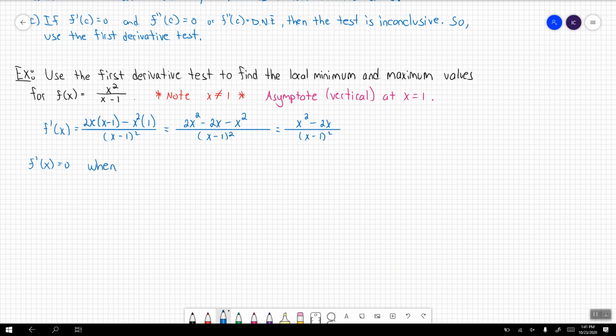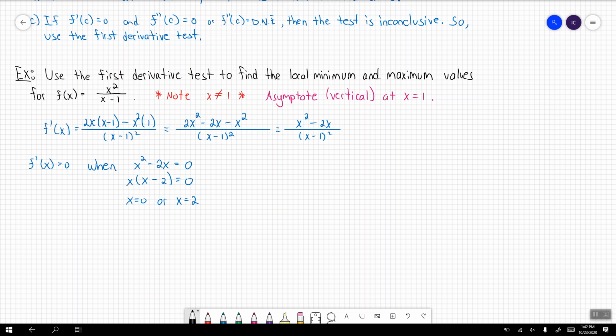So the derivative is equal to 0 when my numerator, x squared minus 2x, is equal to 0. This then implies that x times (x minus 2) will be equal to 0, which then gets us that x is equal to 0 or x is equal to 2. So the critical values that we're observing are when x is equal to 0 and when x is equal to 2. And remember, we still have a vertical asymptote at x equal to 1. So we're going to need to account for that.